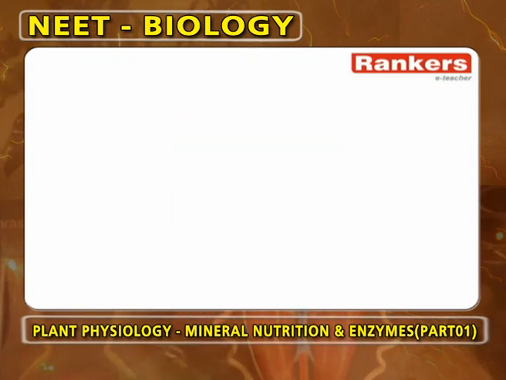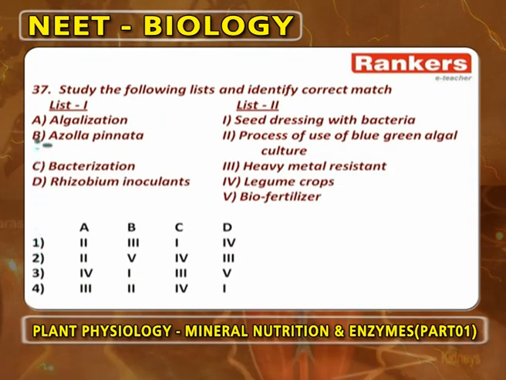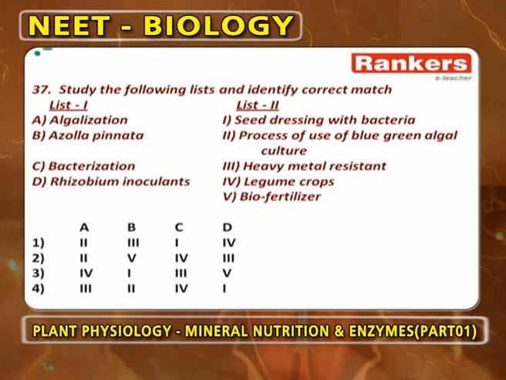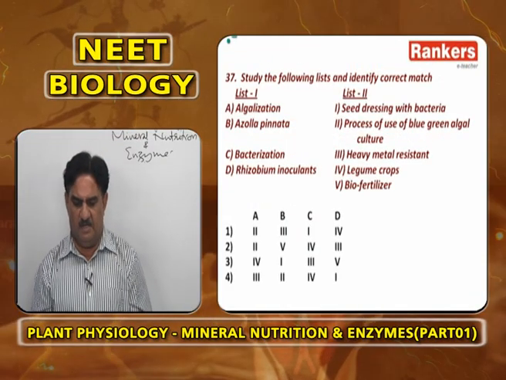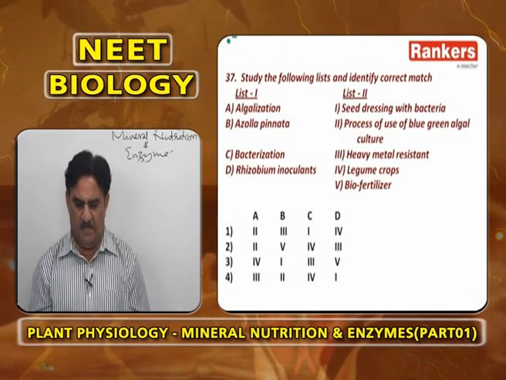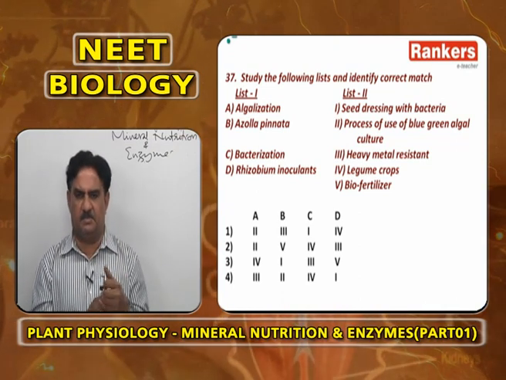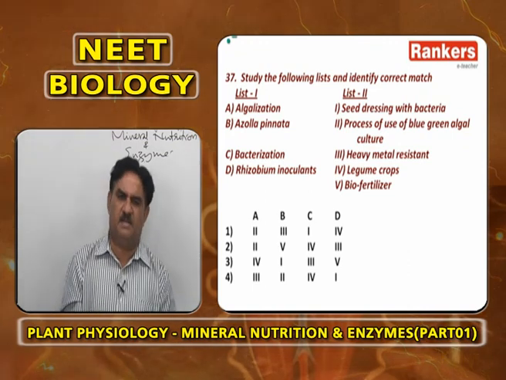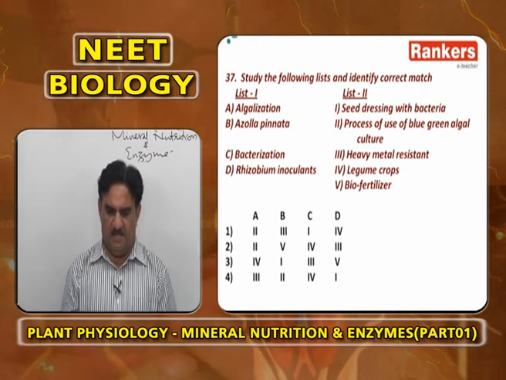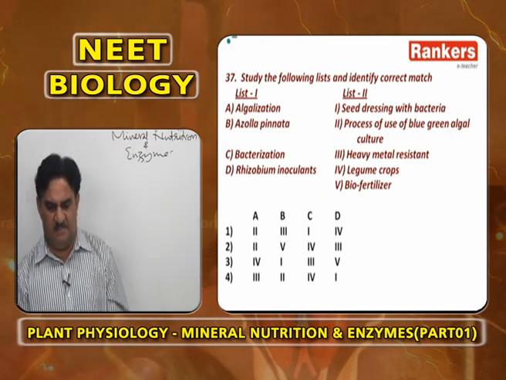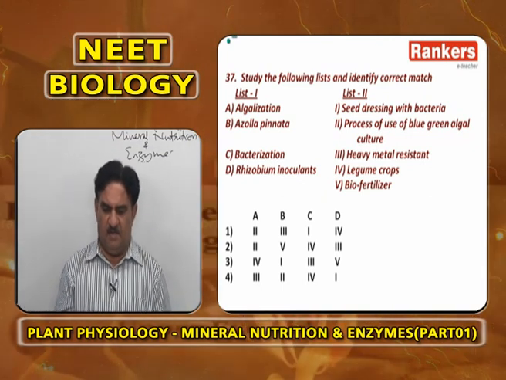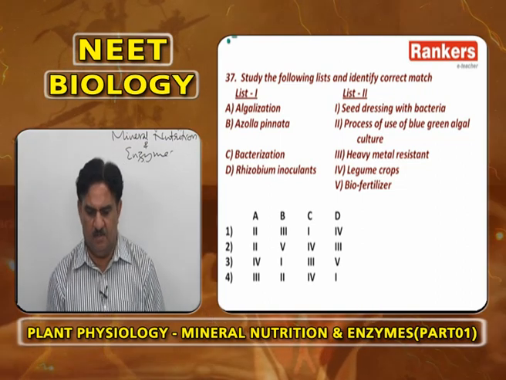Next, matching. Alkalization, Azolla pinnata, bacterization, rhizobium inoculants. Alkalization means the process of use of blue-green algal culture, A2. Azolla pinnata, heavy metal resistant. Azolla pinnata's specialty is that it can be resistant to cadmium, chromium, and so many chemicals in and around factories. So, it is heavy metal resistant. Bacterization, seed dressing with bacteria, 1. Rhizobium inoculants, legume crops, 4.